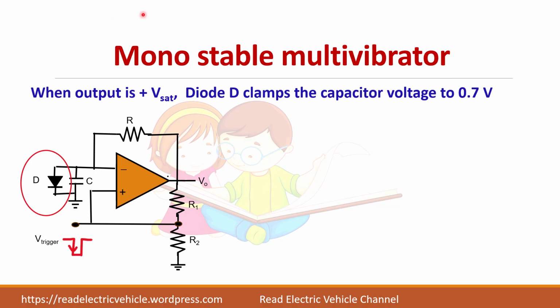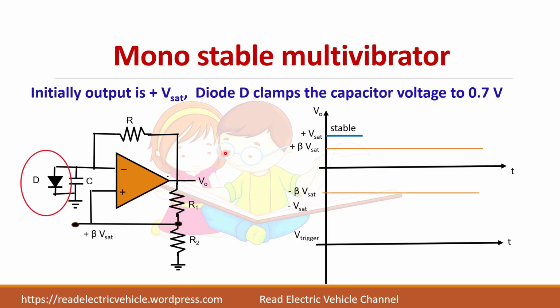Now we saw that we need a trigger pulse to change its state from stable state to quasi-stable state. So the trigger pulse is also given at this point. So it should be a negative trigger pulse. So let us see about this in detail.